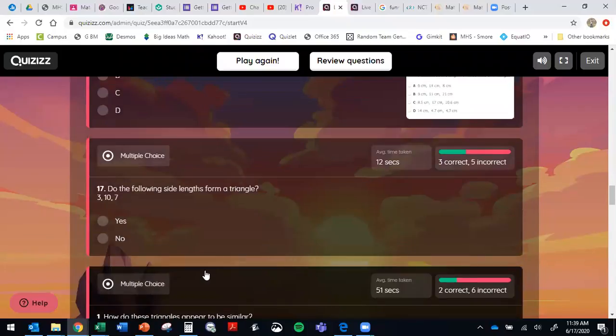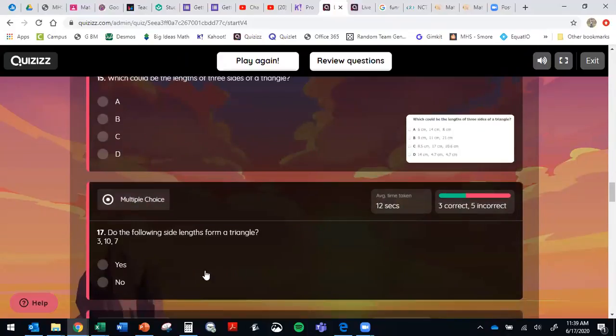More not similar stuff. Let's see. Do the following side lengths form a triangle? 3, 10, and 7.